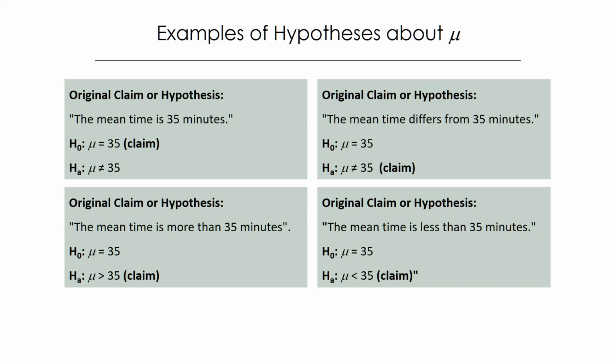So first of all, some examples of hypotheses about mu, the population mean. The original claim or hypothesis could be that the mean time is 35 minutes. Then the null hypothesis would be the claim that mu is equal to 35, and the alternative hypothesis would be that the mean is not equal to 35. The null hypothesis always includes equality. The null hypothesis is always going to be that the mean is equal to some value.